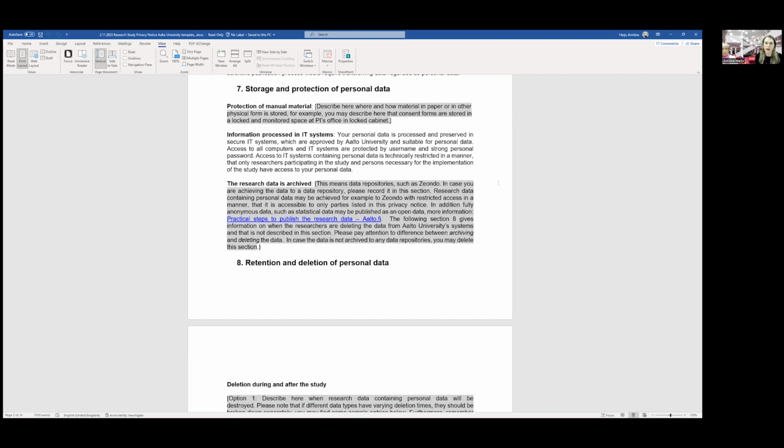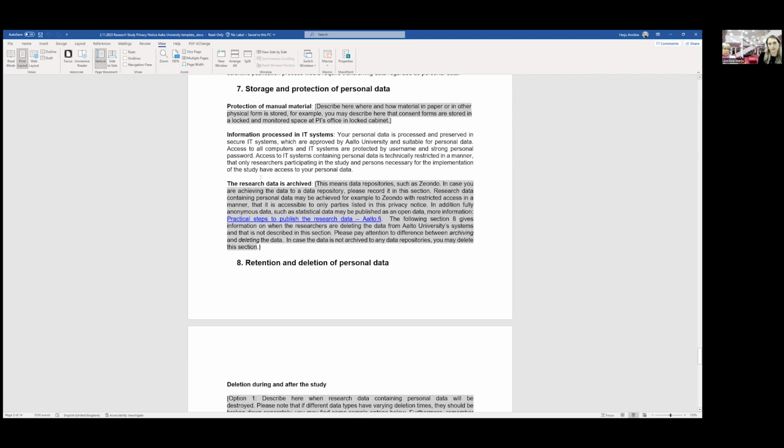So if you have any unusual plans to store the data, you would need to explain it here. So this is just, again, a general clause that is still applicable for most cases, but you still need to pay attention if your case is somehow different.